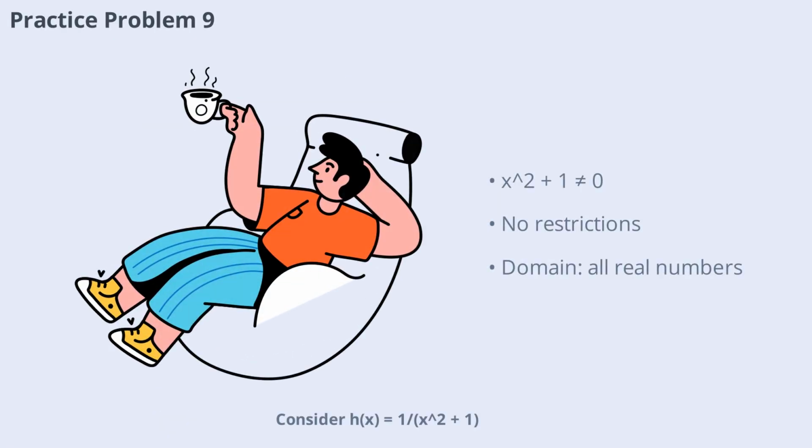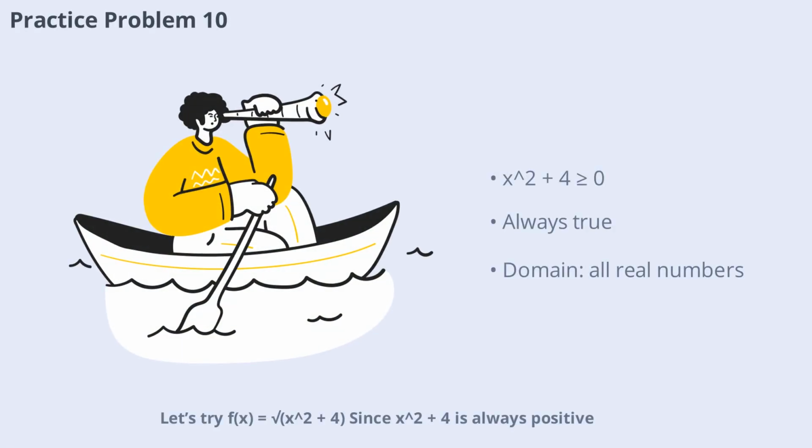Consider h of x equals 1 over x squared plus 1. The denominator x squared plus 1 is never 0 for real numbers, so the domain is all real numbers. This example shows that not all rational functions have restrictions. Let's try f of x equals square root of x squared plus 4. Since x squared plus 4 is always positive, the domain is all real numbers. This example demonstrates that some square root functions have no restrictions.